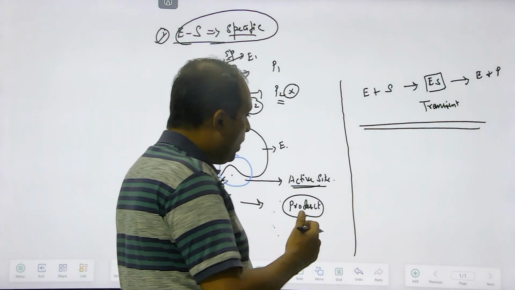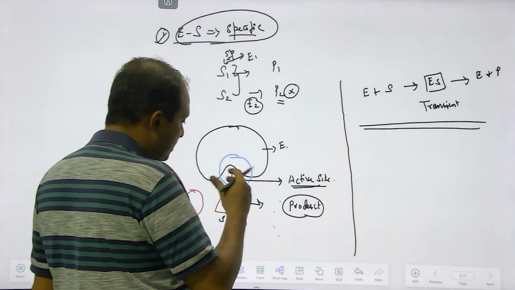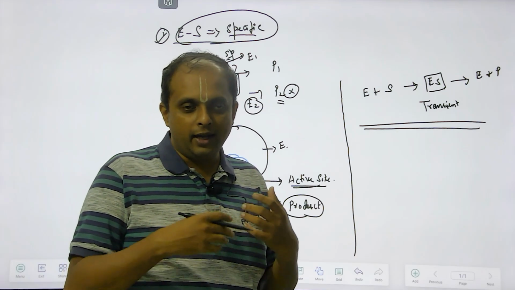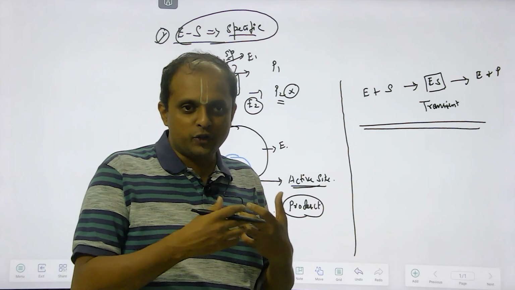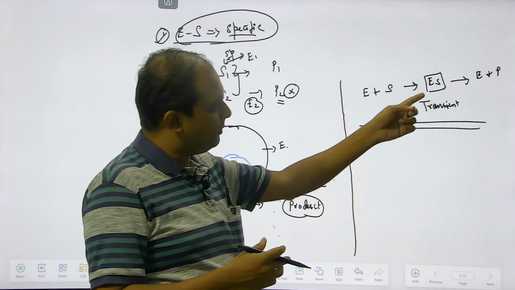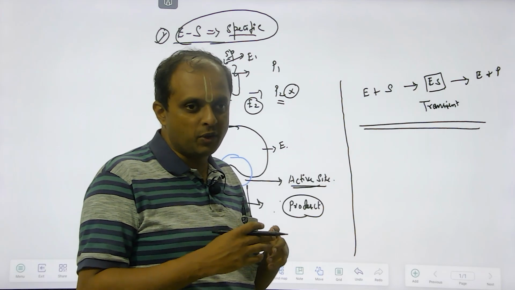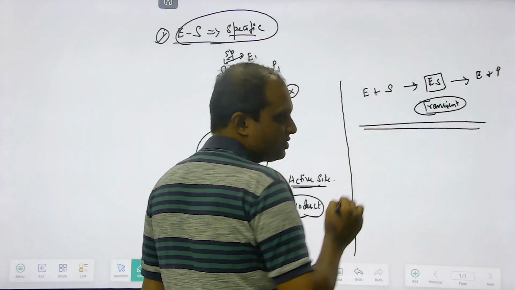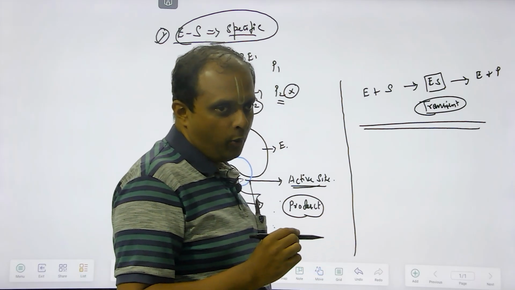Okay, then what happens is the substrate is going to break the bond, and a new bond should be formed with respect to the product, and all those things are going to happen in the transient ES complex. I hope I'm clear.